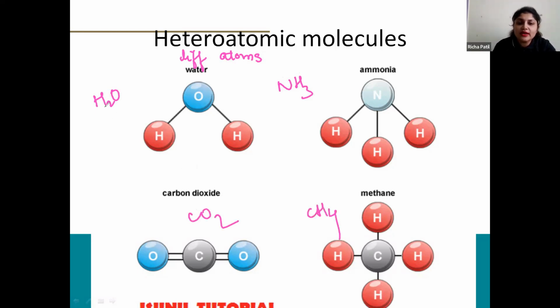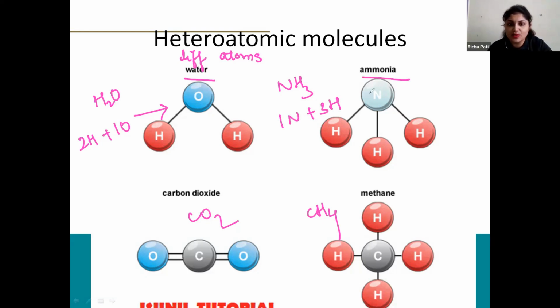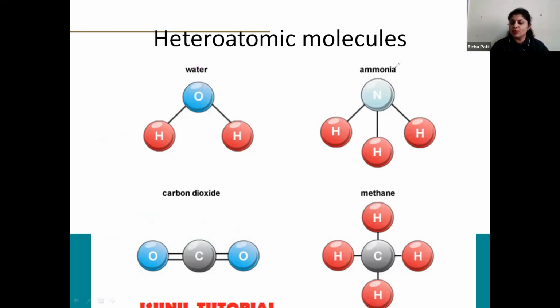So there are different atoms. There are two hydrogen atoms plus one oxygen atom, giving you a heteroatomic molecule, water. Here one nitrogen atom and three hydrogen atoms give you ammonia. Hetero means different atoms, when molecules are formed between different atoms. Carbon dioxide, one carbon and two oxygen atoms. Methane, one carbon plus four hydrogen atoms. So this is the meaning of heteroatomic molecule.